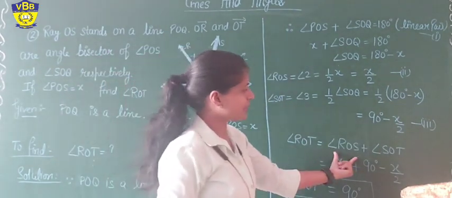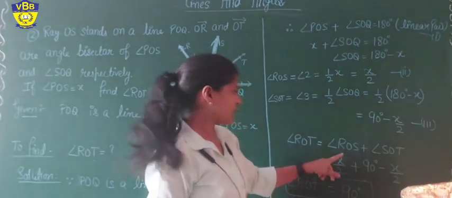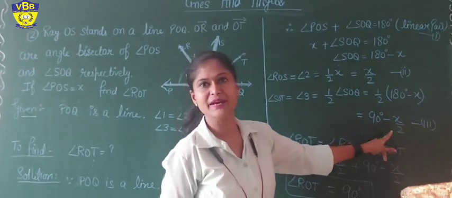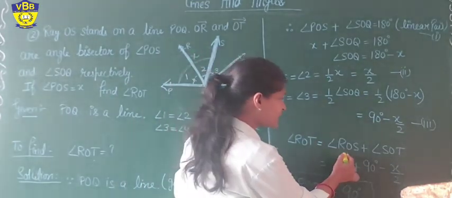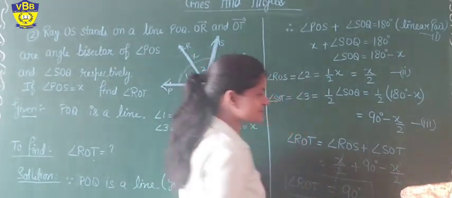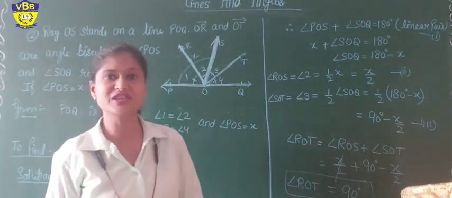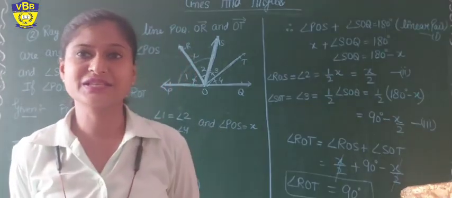ROT is equal to ROS plus SOT. ROS is X by 2. SOT is equal to 90 minus X by 2. Then we cancel X by 2 minus X by 2. What will be left behind? That is 90 degrees. So ROT is equal to 90 degrees.